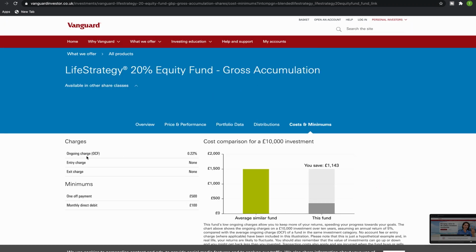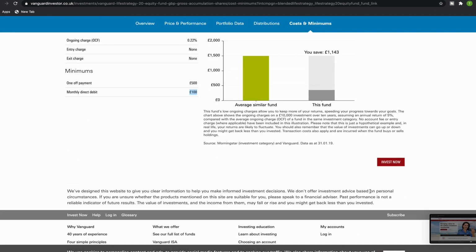So the cost and minimums. The ongoing charge for this particular one is 0.22%. Again, not bad. In fact, Vanguard is known for its low cost funds. The entry charge is none, as we said before. For the one-off payment, if you were to buy this right now, if you start opening this, it is £500, and you can set up a monthly direct debit. Again, this is a minimum of £100. You can do more than that if you want. If you were to compare this with a similar fund, the average here is going to cost you 1,500, but this costs you just roundabout maybe three something, and you'll be saving 1,143 pounds. So this makes for a good investment.